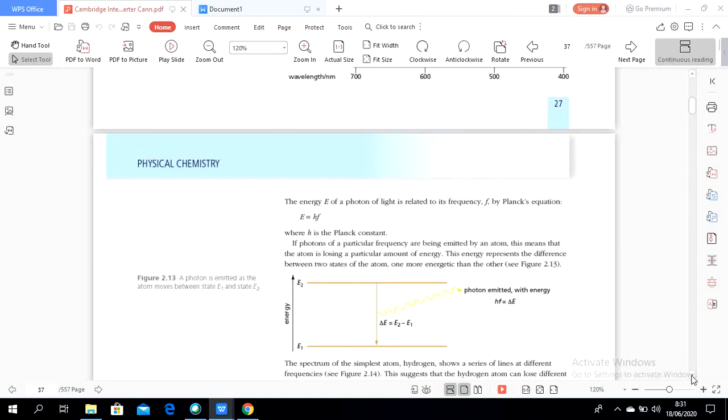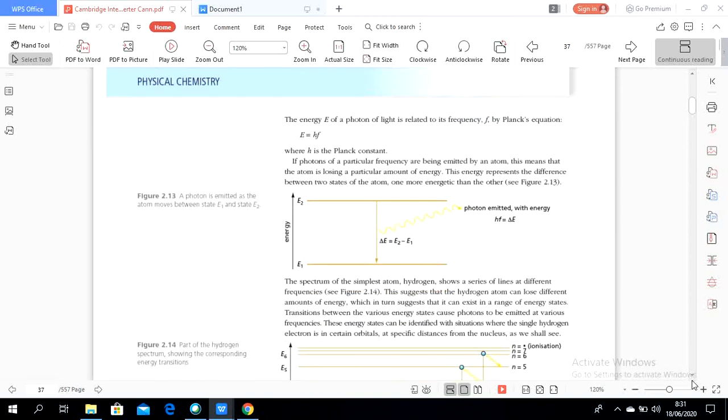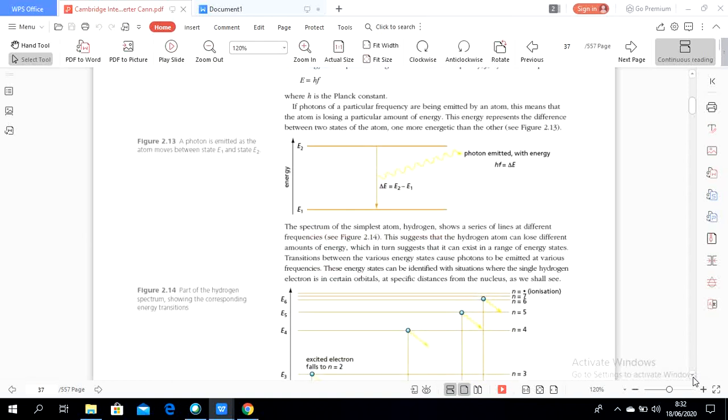The energy of a photon of light is related to the frequency by Planck's equation. We will not go into too much calculation with this Planck equation. We need to know that if photons of a particular frequency are being emitted by an atom, this means that the atom is losing a particular amount of energy. The energy represents the difference between two states of the atom, one more energetic than the other. This is in a specific atom, in one type of atom.